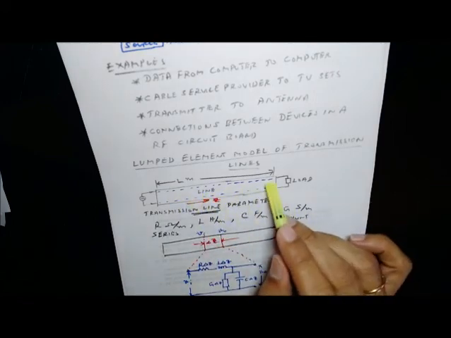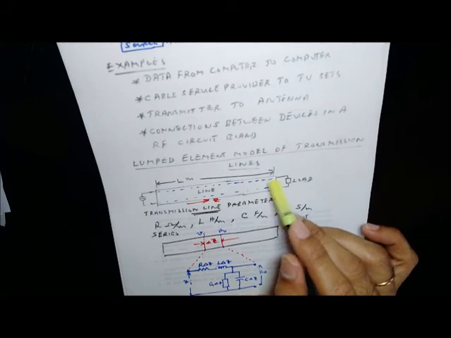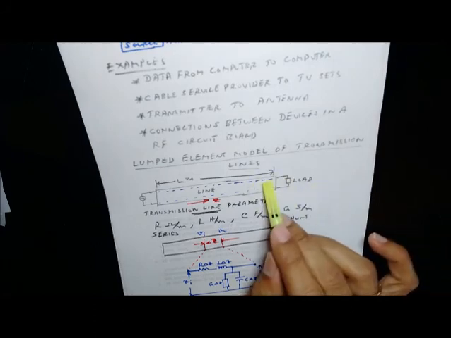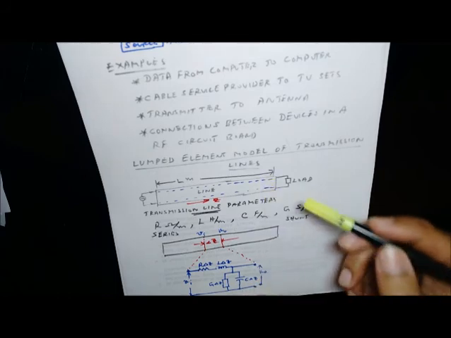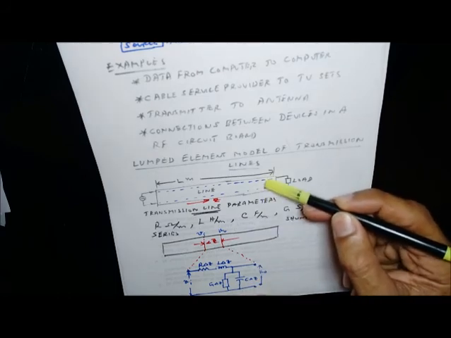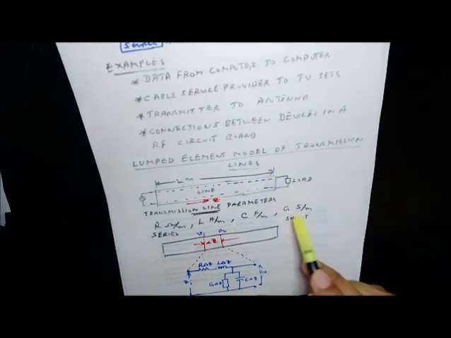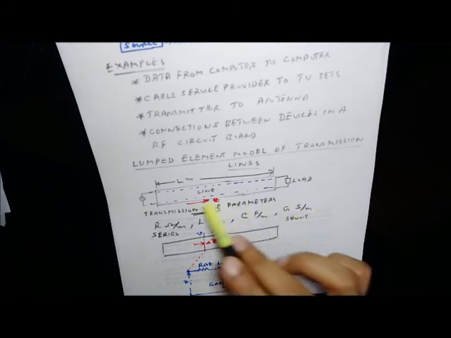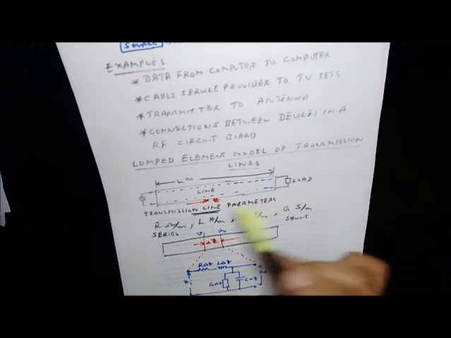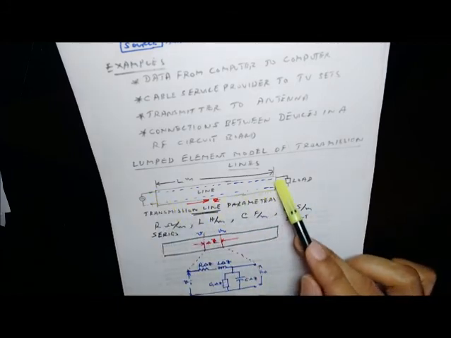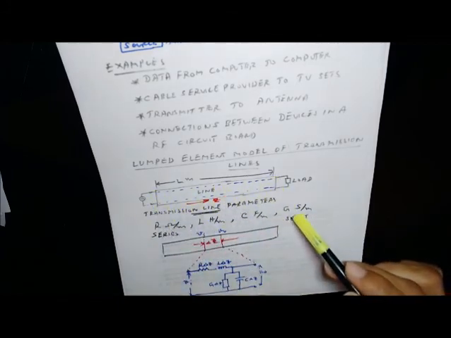And no dielectric is perfect, which means that there is going to be some conductance between the lines. So there is going to be a shunt conductance, which we will express as G Siemens per meter. It is again expressed as something per unit length. And if you want to calculate the total shunt conductance of this line, then it is G into L.